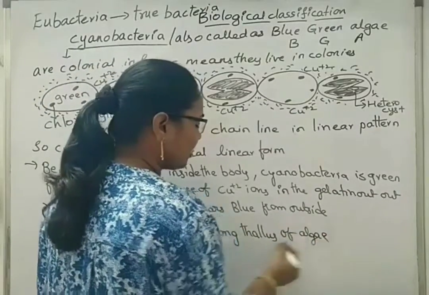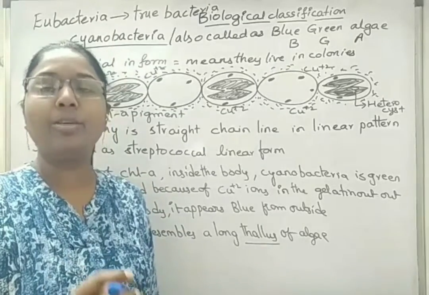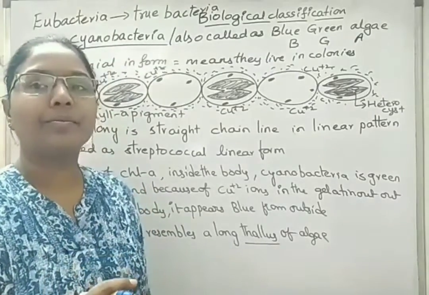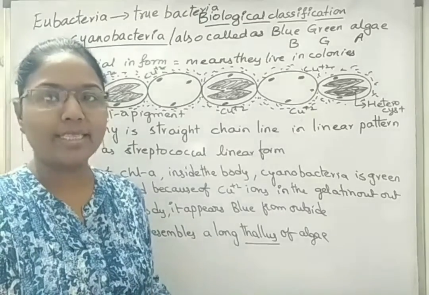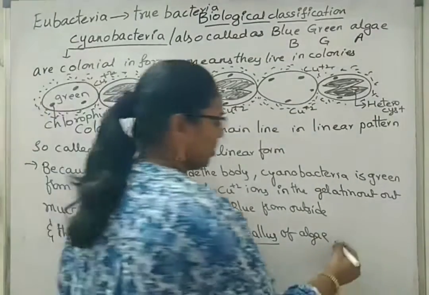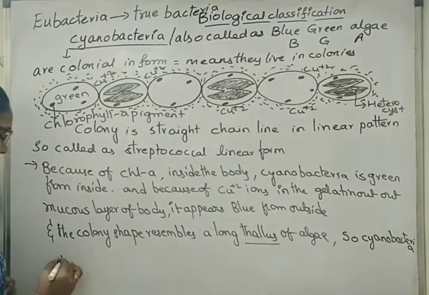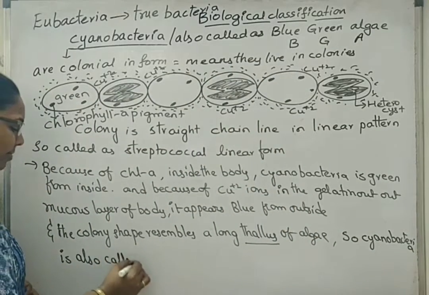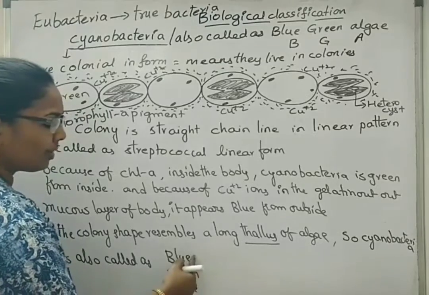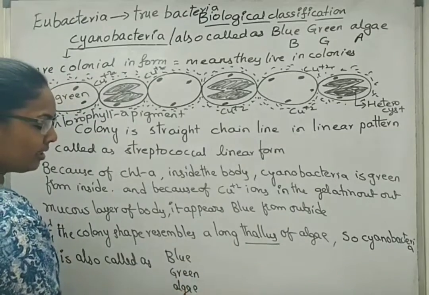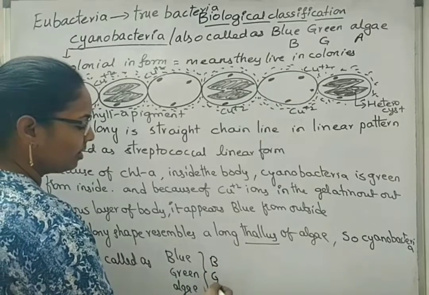Thallus means the body of an organism whose structure is not differentiated into root, stem or leaf. Such a body is called thallus. We know that the body of algae and fungi is thallus in organization. So cyanobacteria are also called blue-green algae: blue from outside the body, green from inside the body. Morphologically, the shape of the total colony is long and thread-like like algae, so we give the term blue-green algae.